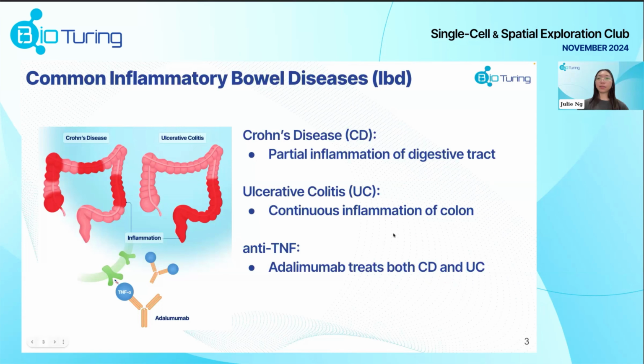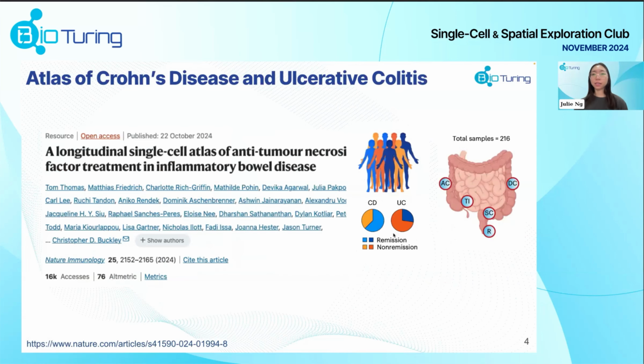Yeah, thank you. So to explain a little bit about the data set that we're going to be using in this case study, it comes from this paper where authors performed a longitudinal single-cell atlas of anti-tumor necrosis factor treatment in inflammatory bowel diseases. So again, we're just looking at Crohn's disease versus ulcerative colitis. The authors were able to take samples from 5 different regions of the gut, as you can see here. And within those 5 regions of the gut, they were also able to take samples from inflamed regions and also non-inflamed regions as well.